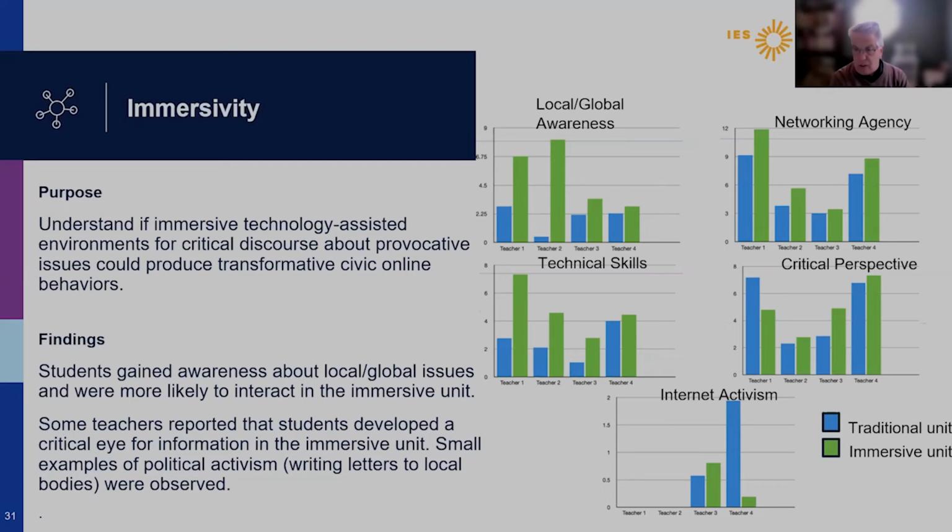Critical perspectives also improved, their ability to look at alternate points of view, although only 3 of the 4 teachers reported that. One of them didn't. And in terms of political activism, only 2 of the 4 teachers even talked about this. Political activism is things like kids contacting the local government about social issues. Only 2 of the 4 mentioned it, and only 1 of those 2 talked about it increasing. So again, very helpful to us as we continue developing this for our larger rollout next year.